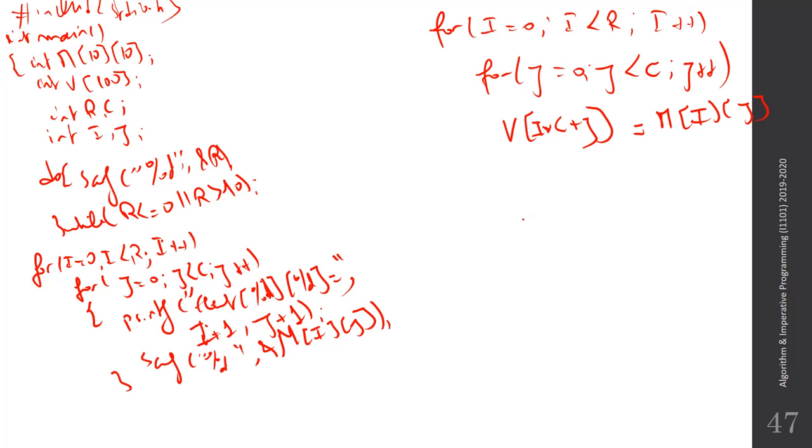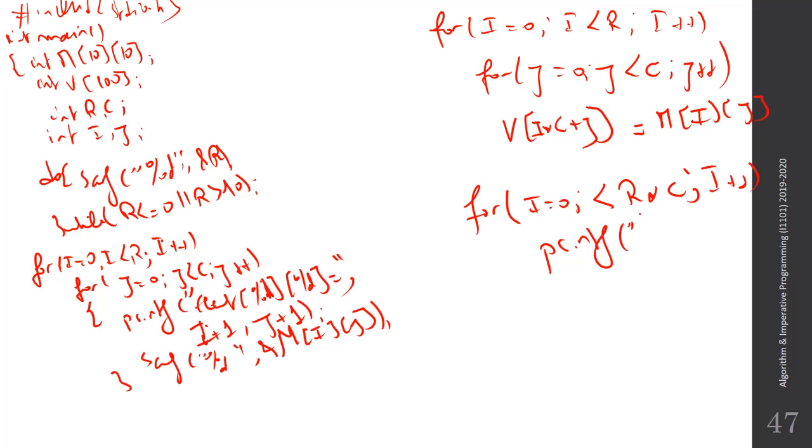So let's then print the vector V. For i equal to 0, what's the maximum dimension? We know the maximum dimension is R multiple C, i plus plus, and it's just one loop because it's just one array, one vector, percentage D, V of i, and return 0 at the end. And this is it for this exercise.